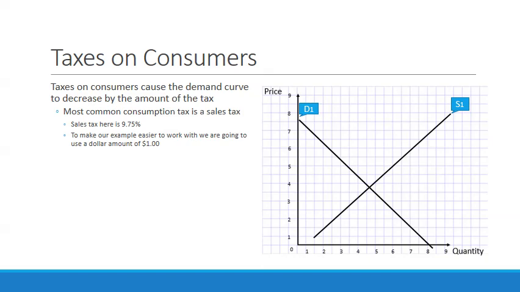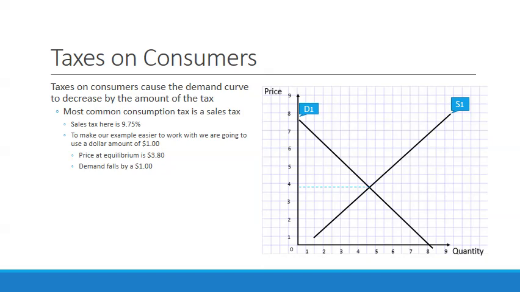So to make our example easier to work with, we're going to use a dollar amount. We'll say $1. So our original equilibrium, you'll notice the price is at $3.80. So demand falls by $1.